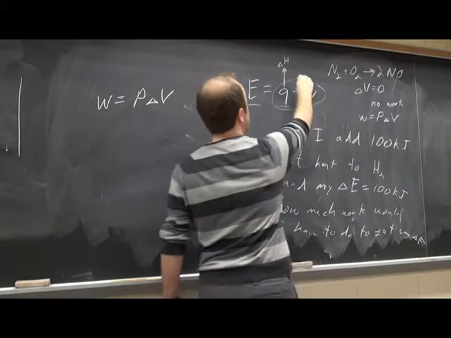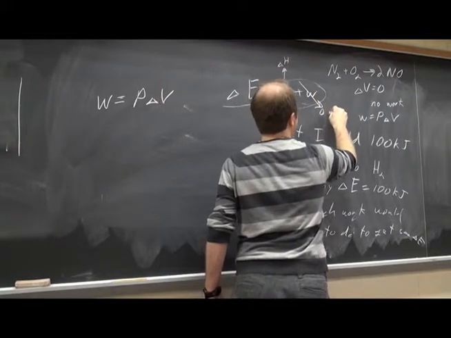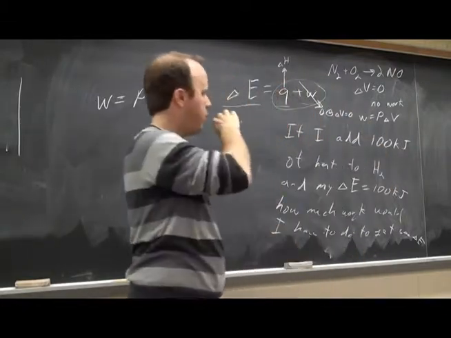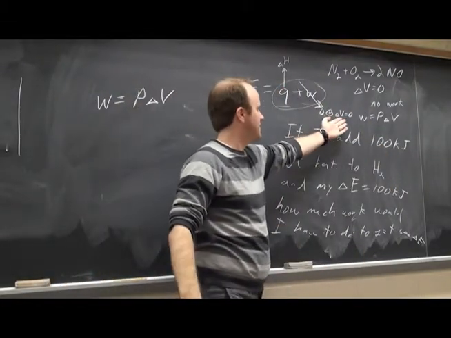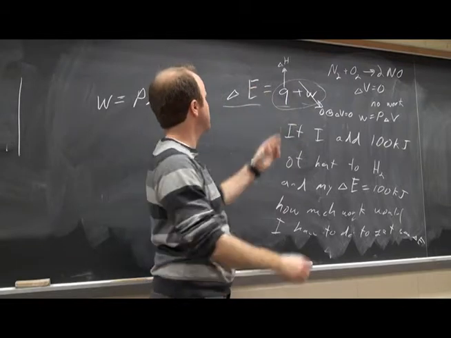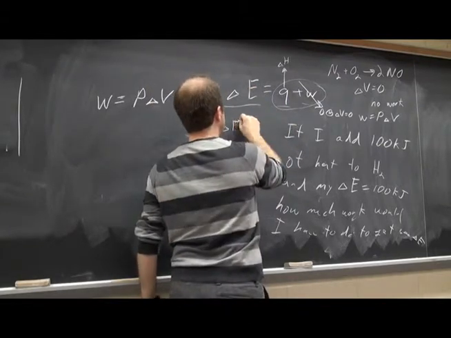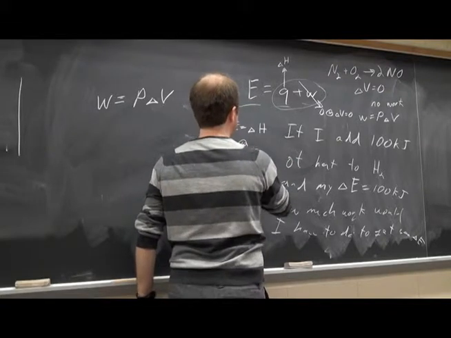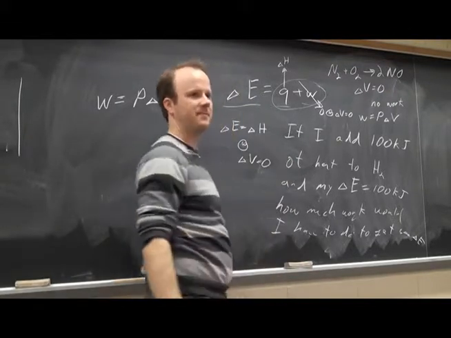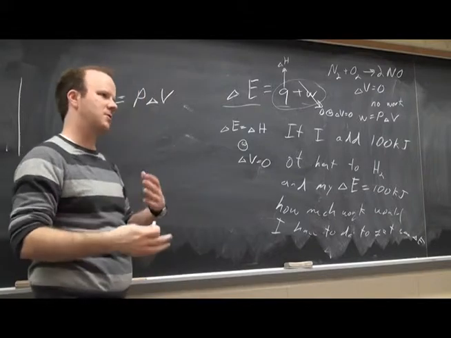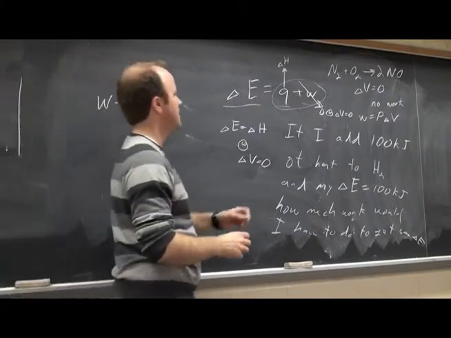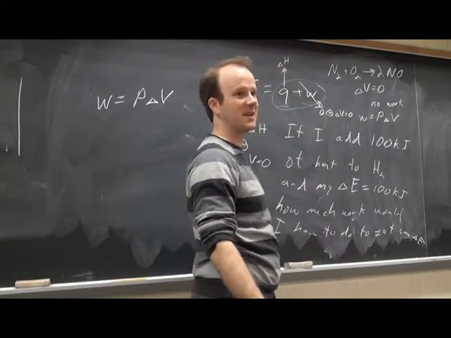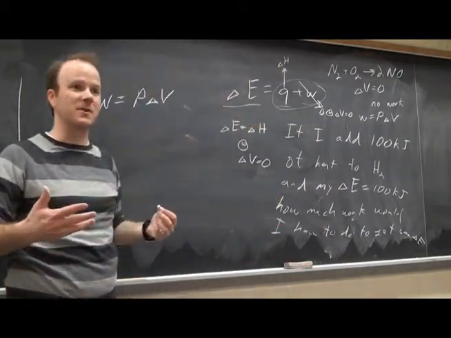And so when delta V is 0, or I don't do any work, delta E equals delta H at delta V equals 0. So you sort of have to know the little derivation. How do you get this term to 0? How do you get the system not to do any work?